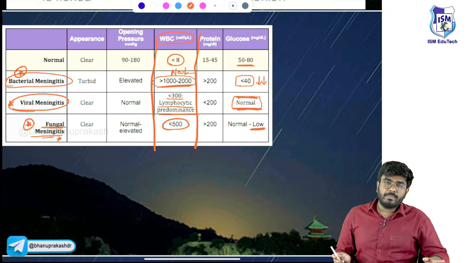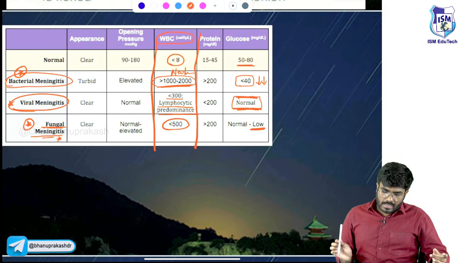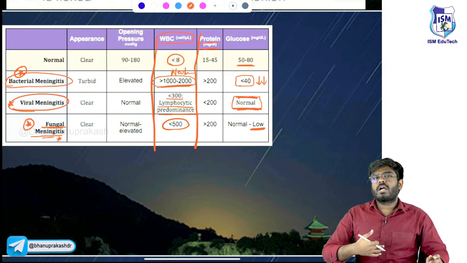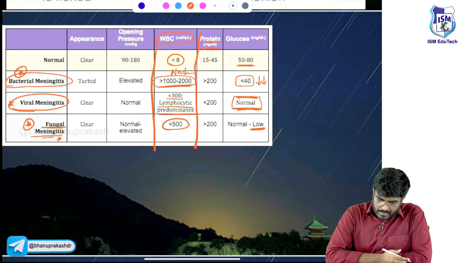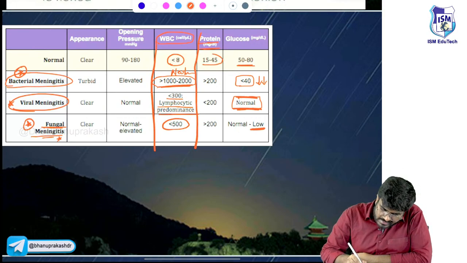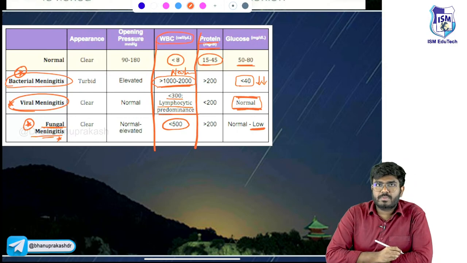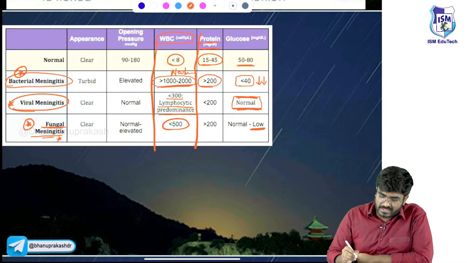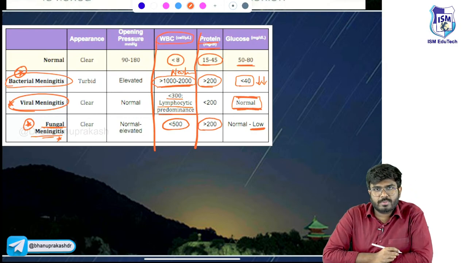Based on the number and type of cells, you can differentiate whether it's bacterial, fungal, or viral. And protein: how to differentiate the cause of meningitis based on the protein. Usually the protein in the CSF is between 15 to 45 milligrams per deciliter. In bacterial meningitis, the protein content is increasing. Bacterial meningitis as well as fungal meningitis, proteins will increase in the cerebrospinal fluid, CSF.